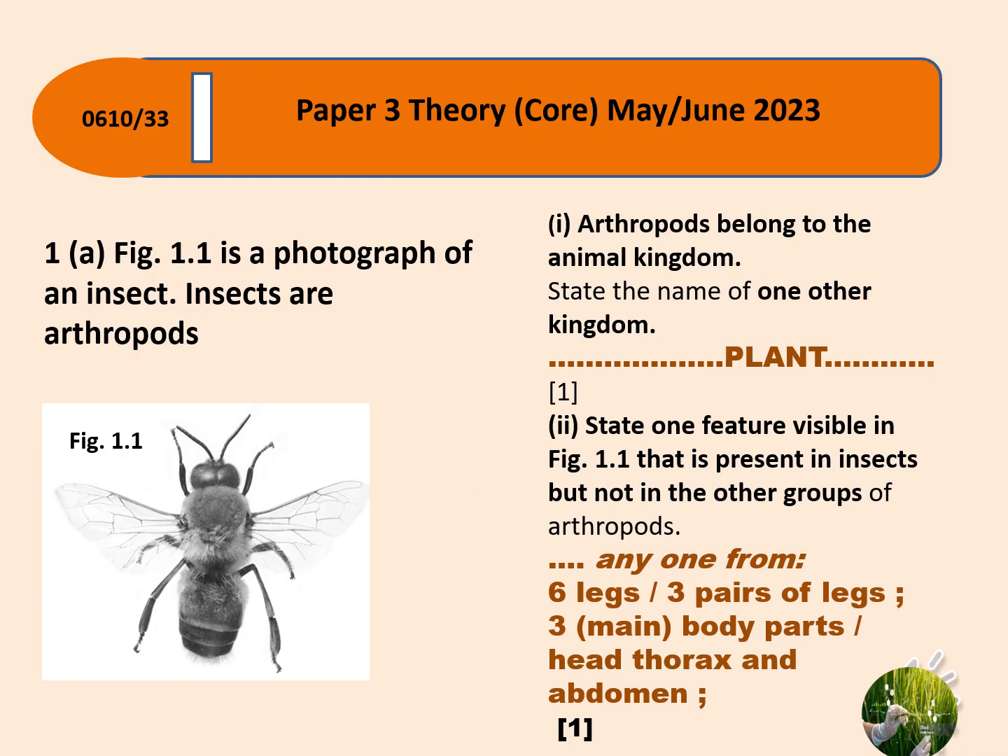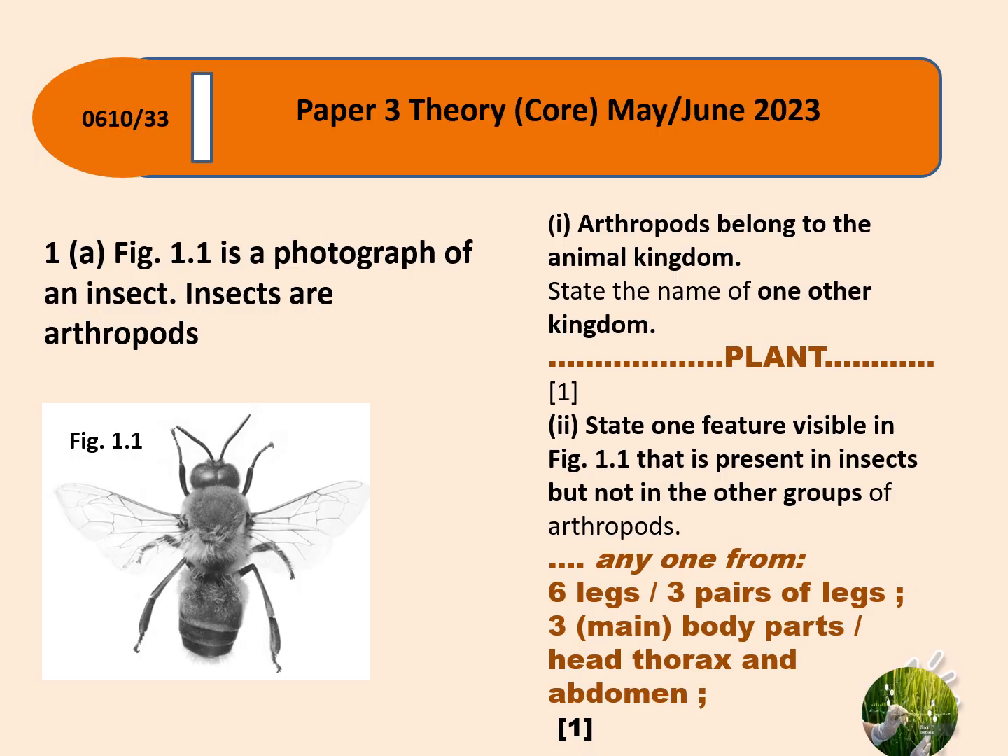Theory, Co. May, June 2023. 1A is figure 1.1 is a photograph of an insect. Insects are arthropods. First part is arthropods belong to the animal kingdom. State the name of one other kingdom. So you can write either plant or fungi or even prokaryotes, protoctists, any of those as the answer to that question.